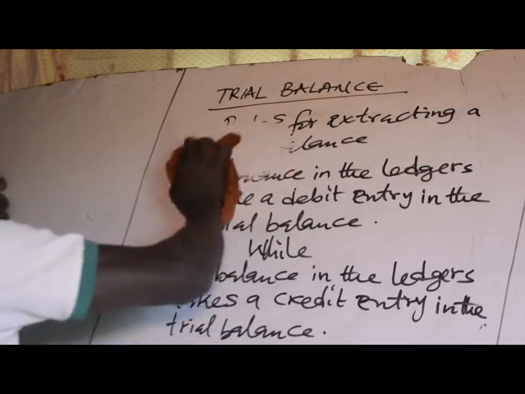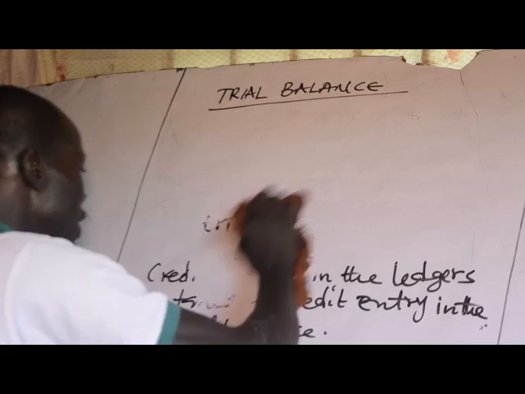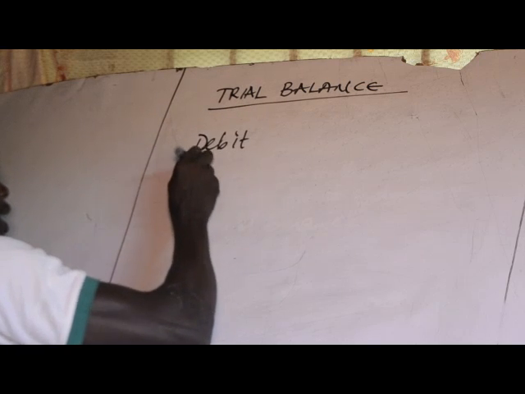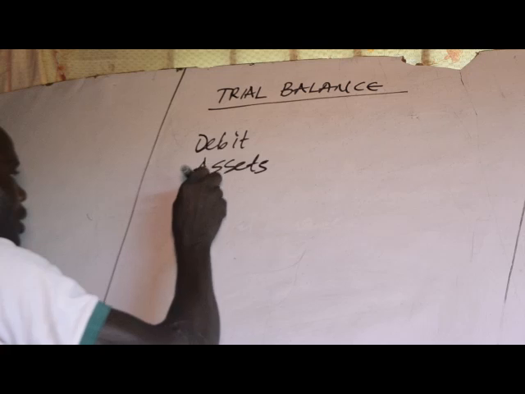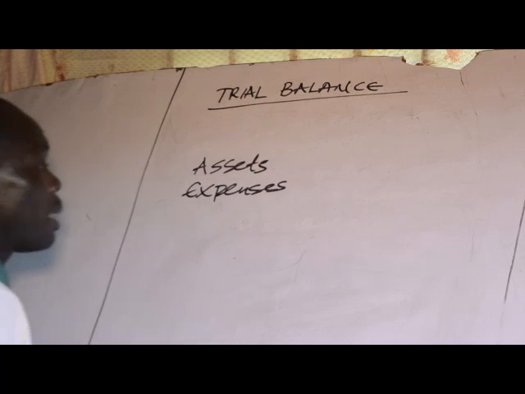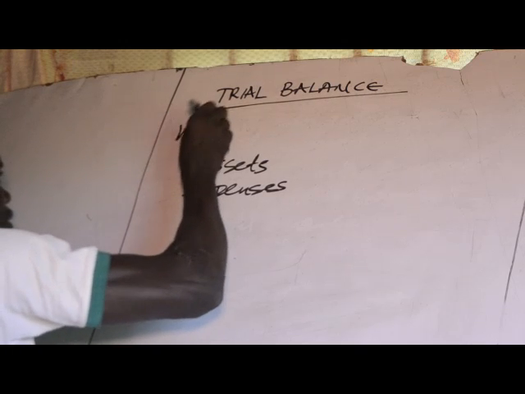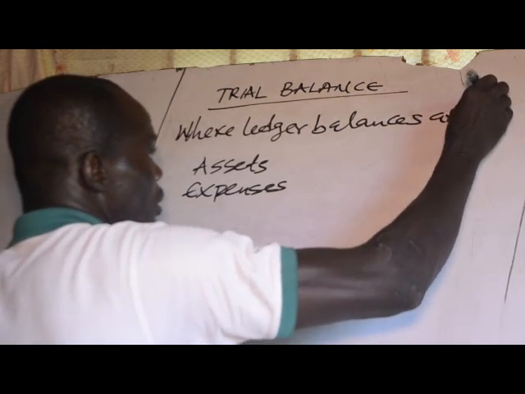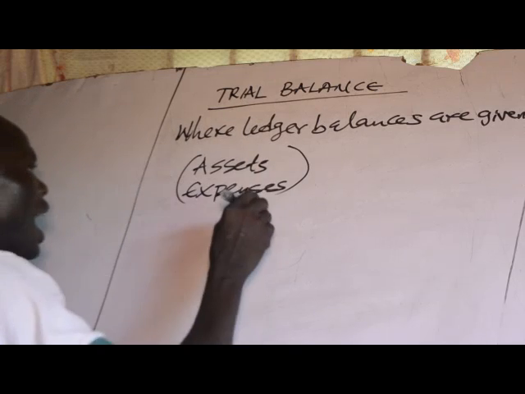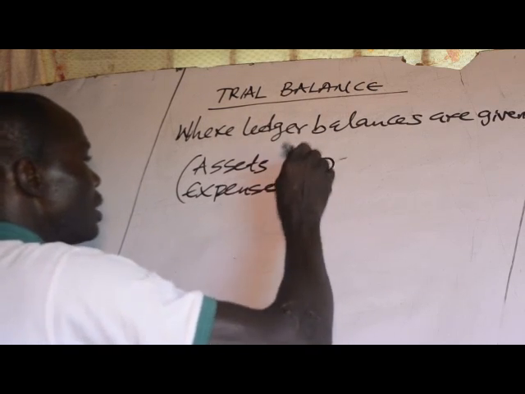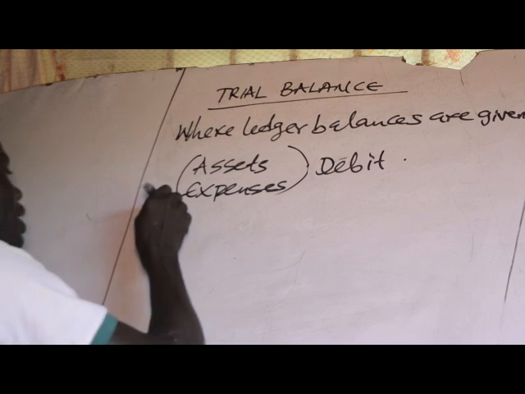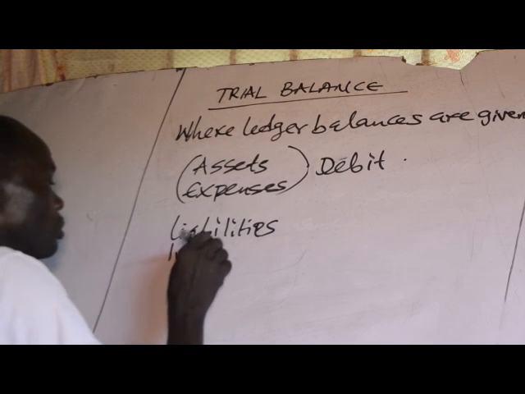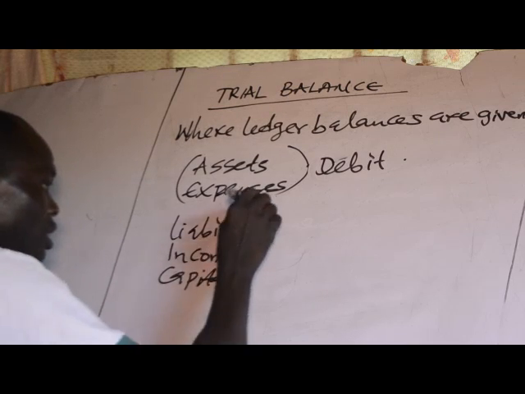Other rules I'm going to examine: we debit assets and expenses where ledger balances are given. You debit assets and expenses in the trial balance. Then liabilities, income and capital, you credit them in the trial balance.